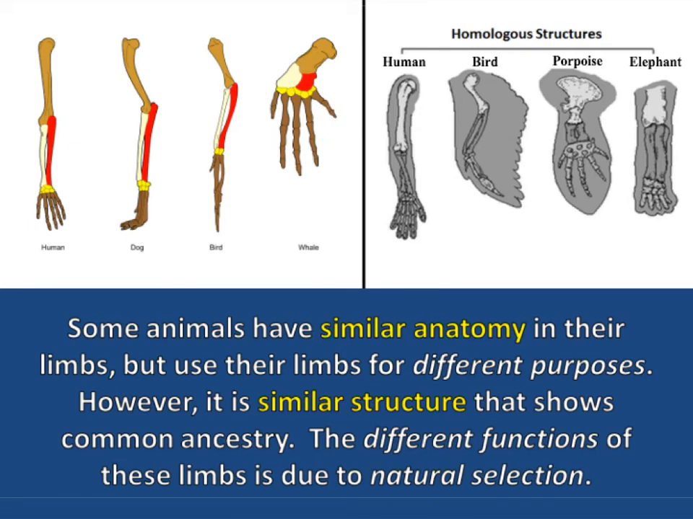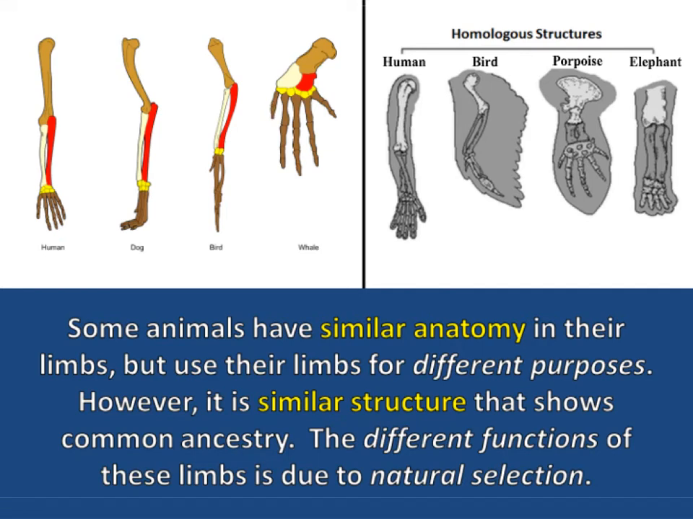So, even though their structures are very similar to one another, they do something different. They have a different purpose. However, it is similar structure that shows common ancestry, not the function, not what it does. It is the structure that determines common ancestry.